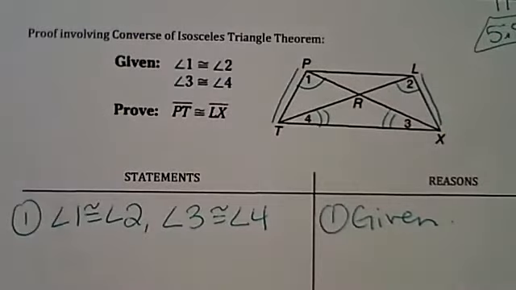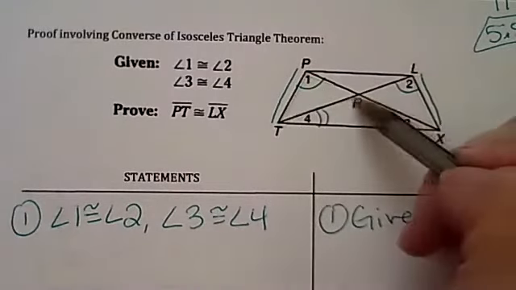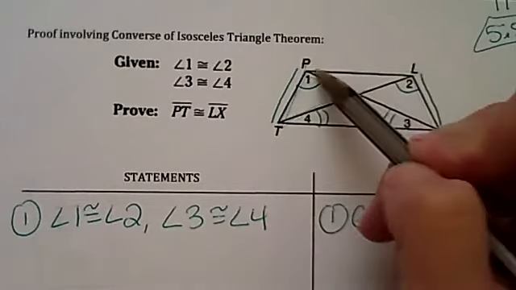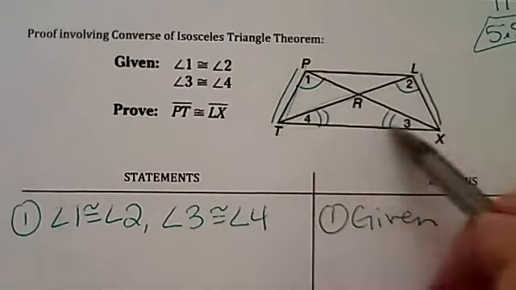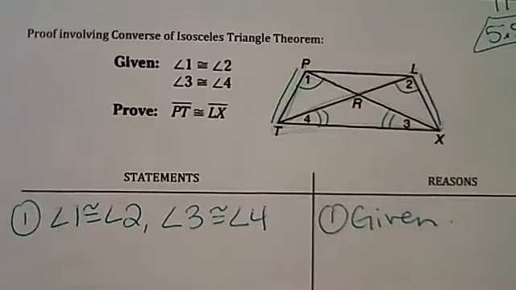Those two. So in order to show that PT and LX are congruent, we're going to have to show that the triangles that they're in are congruent, and then we can do CPCTC. So here's where your options are kind of opened up, because those two segments are in a lot of triangles. They're in these little ones, PTR and LXR. They're in PTL and LXP. They're in PTX and LTX. So you have some options here.